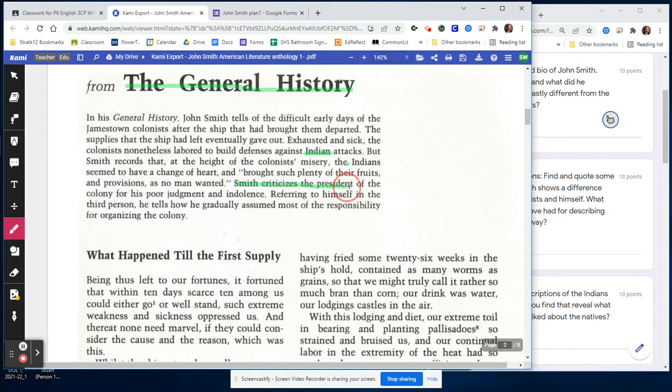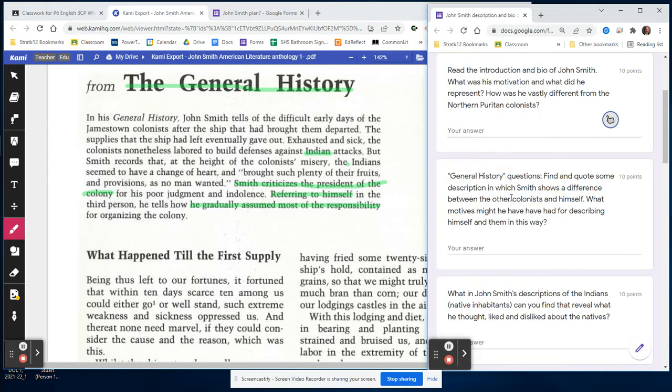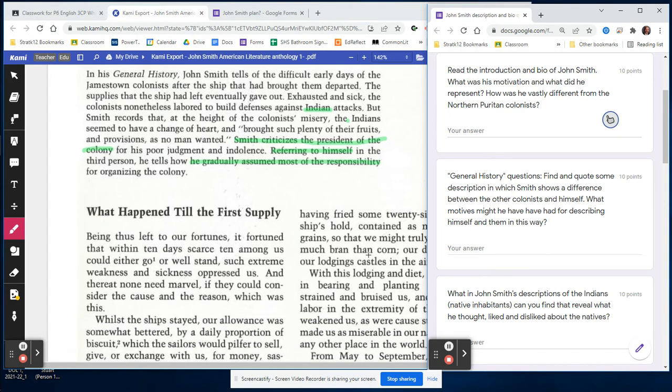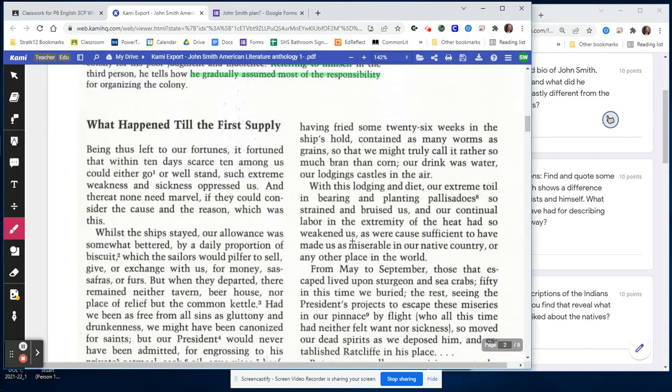Smith criticizes the president of the colony for his poor judgment and indolence. Referring to himself in the third person, he tells how he gradually assumed most of the responsibility for organizing the colony. So he's going to talk junk about the president for doing a bad job and talk about himself being the one who takes responsibility. So that's one of the differences he's going to show. Why might he paint himself in such a great light? Maybe to make himself famous, or make everyone think great about him.